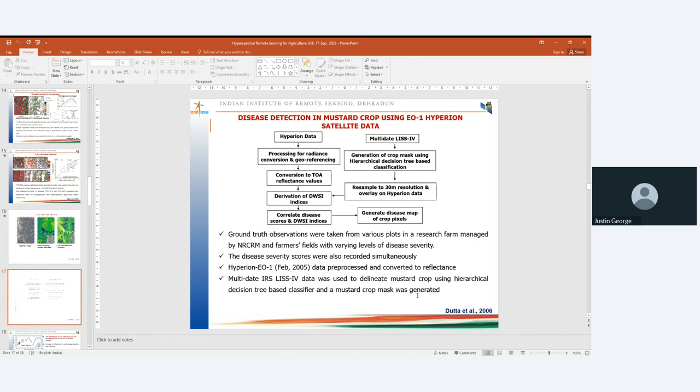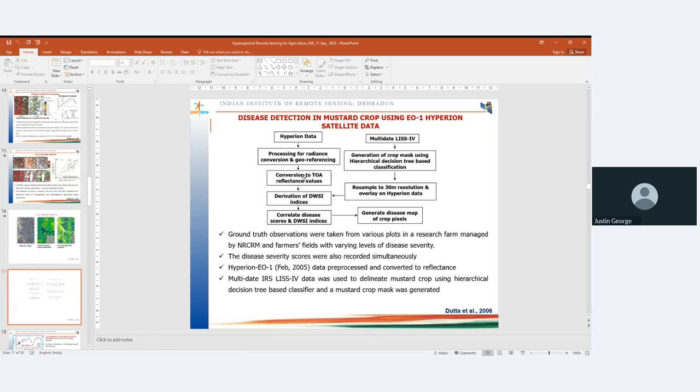And coming to another very important aspect of hyperspectral remote sensing usage in various crops, it is mainly for disease detection, that is one of the biotic stresses. The disease detection was conducted using an EO-1 Hyperion satellite image. So this is the overall methodology the workers have adopted for the Hyperion data.